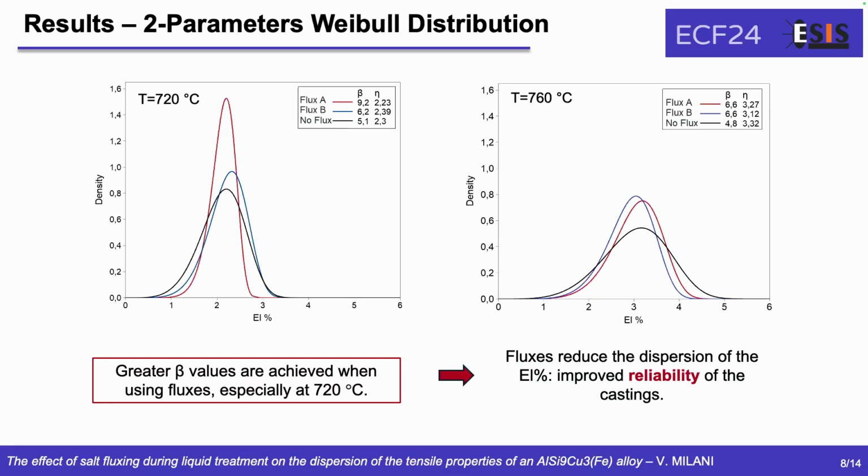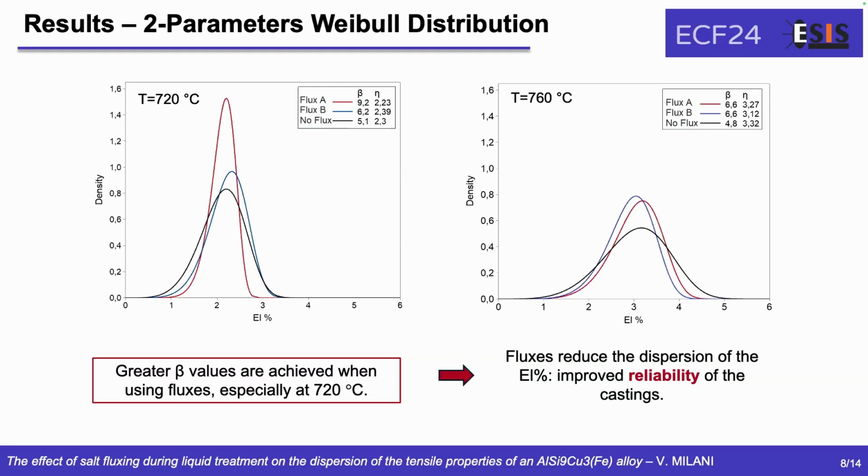This effect is also encountered at higher processing temperatures, where you can see that the fluxes produce, again, narrower distributions, whereas not using the flux produced a wider distribution. So greater Weibull moduli values are achieved when using fluxes, especially at the lower processing temperatures, which of course implies an improved reliability of the castings when using fluxes.